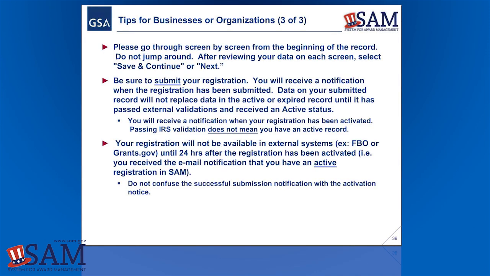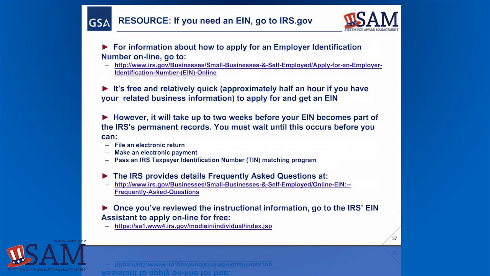General tip, even though you can navigate between different sections, you will have better luck going straight through and clicking each screen, save and continue, or next. I can't say be sure to submit your registration enough. That is essential. You won't become active in SAM until you've passed those external validations and have gotten that active status. Once you get the notice that says your registration is active, it will still take another 24 hours for it to be able to show up in grants.gov. They've got to be able to pull the extract, load it into their system. So start early, I guess, is the best advice.